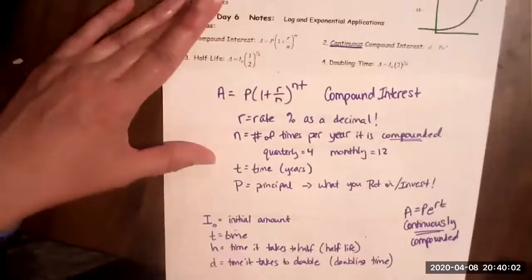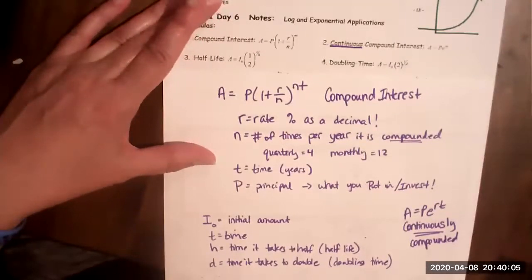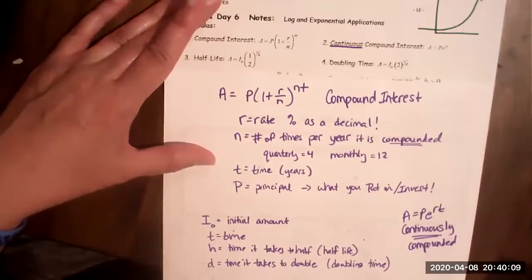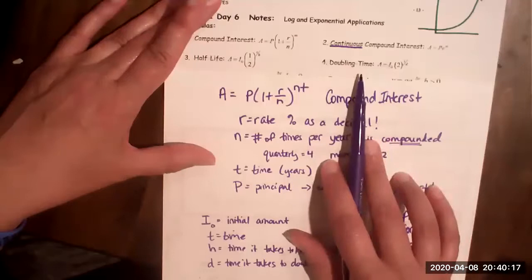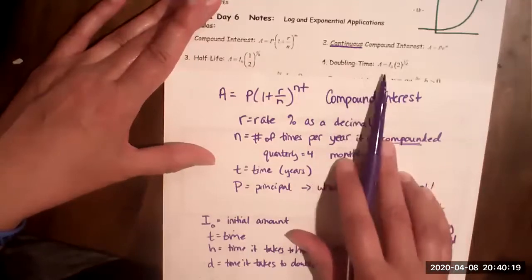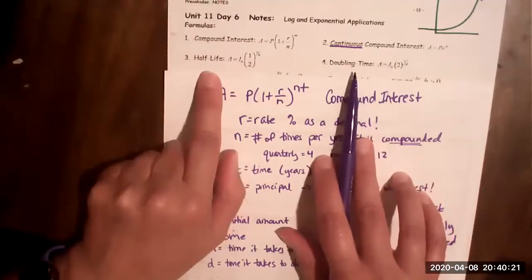Then we have the next two on your notes. Those are half-life and doubling time. And these formulas are used in a problem where it tells you you're trying to find how much of something is left over, and they give you the half-life, or it'll say the population of something doubles in a certain period of time. You're going to use this. So it's going to be obvious in the question which one of these to use.